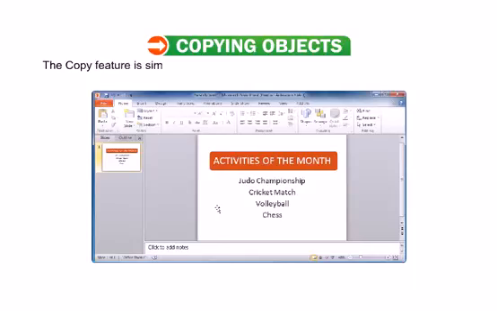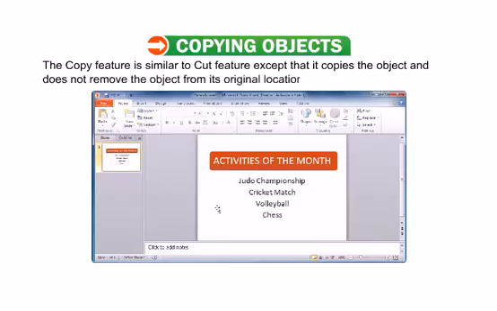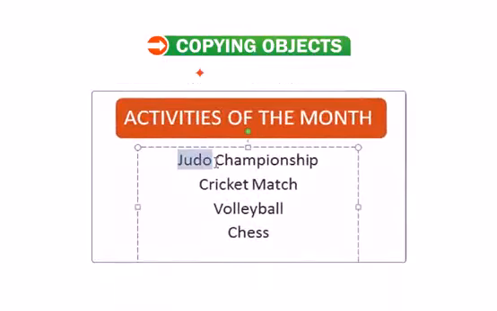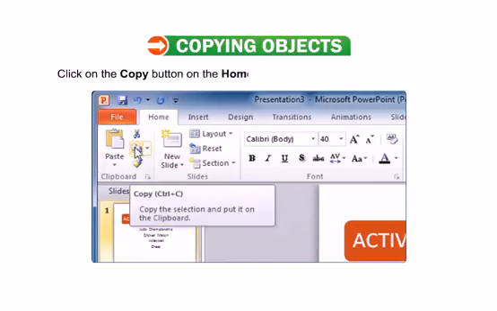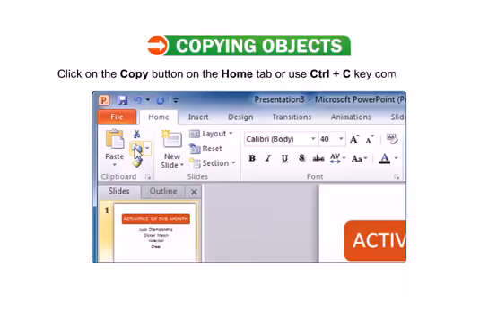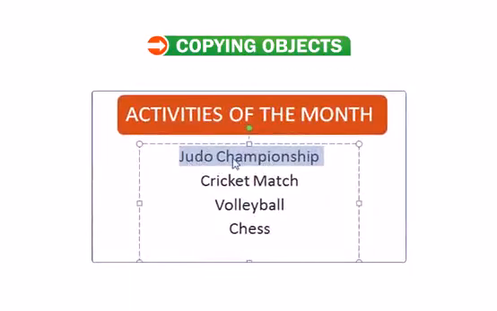The copy feature is similar to cut feature except that it copies the object and does not remove the object from its original location. Select the object. Click on the Copy button on the Home tab or use Ctrl plus C key combination. A copy of selected object is placed on the clipboard.